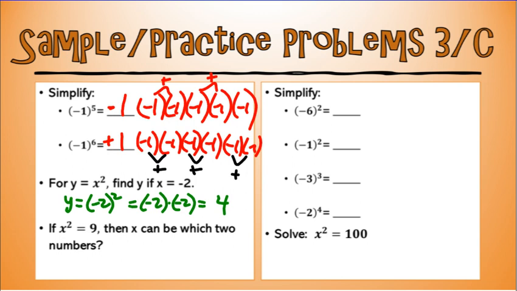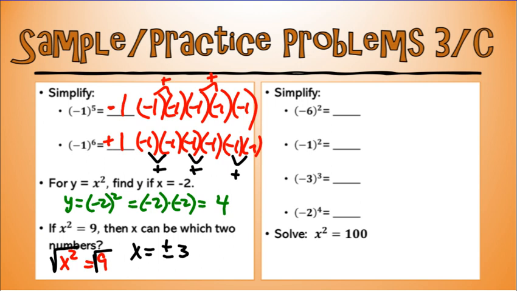If x squared is 9, then x can be which two numbers? Now, if you undo a square, you need to find the square roots of both sides. So if I find the square root of both sides, x has to be a positive and a negative 3, because square roots can have a positive and a negative root. A positive 3 times a positive 3 is 9. A negative 3 times a negative 3 is positive 9.